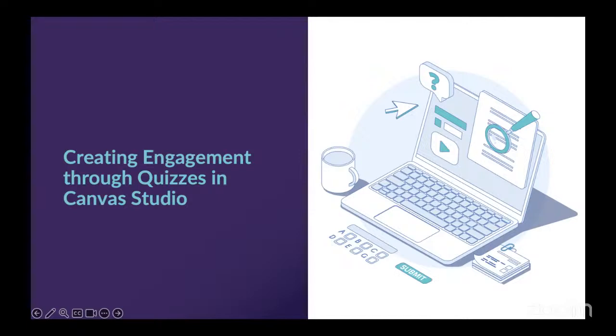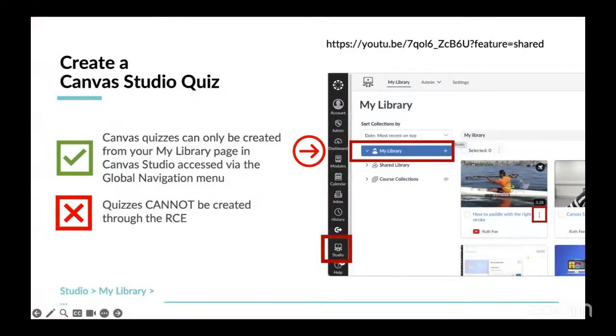So I think this is one of the most beneficial features of Canvas Studio, being able to add multiple videos to the file. I don't think this is possible in something like H5P. So quizzes can be created in Canvas Studio. They need to be created and edited in My Library.